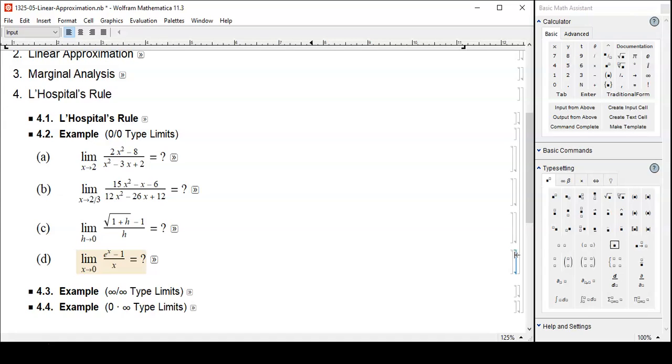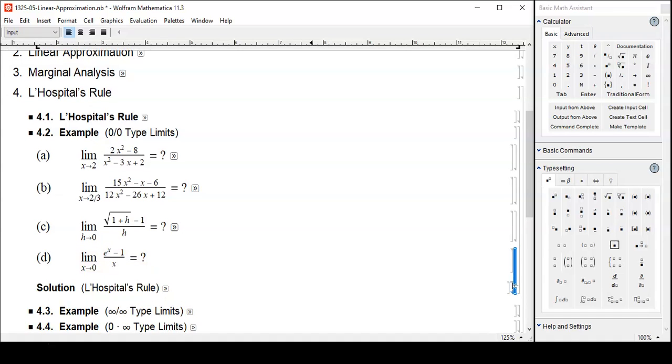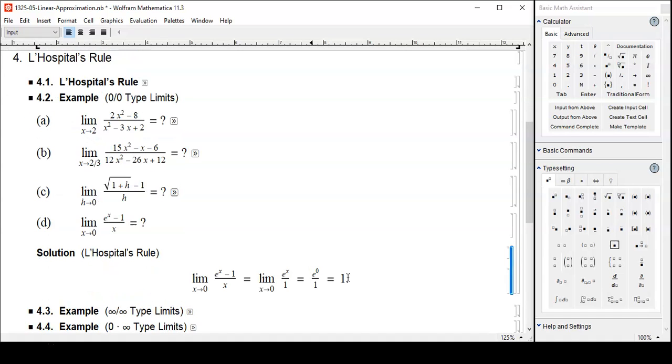So, how do you apply that? Well, no sweat, L'Hopital's rule: take the derivative, and we get e to the x over 1. Okay, that's not a 0 over 0 type limit, so plug in the numbers and do your computation. You get 1.